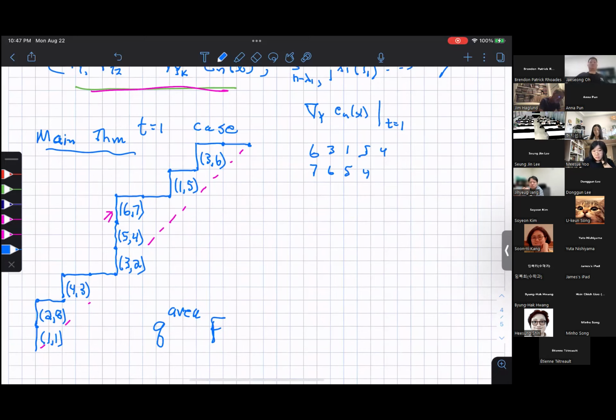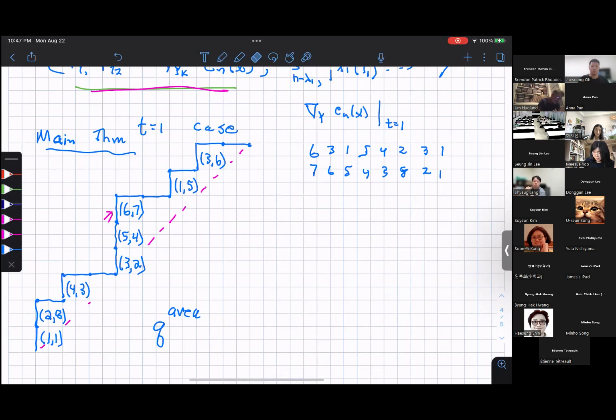And 4, 3, 2, 8. And then finally along the final diagonal, 3, 2, and 1, 1. So for your Gessel fundamental, for those of you who know what that is, you need an inverse descent set. Oh, so wait, sorry.